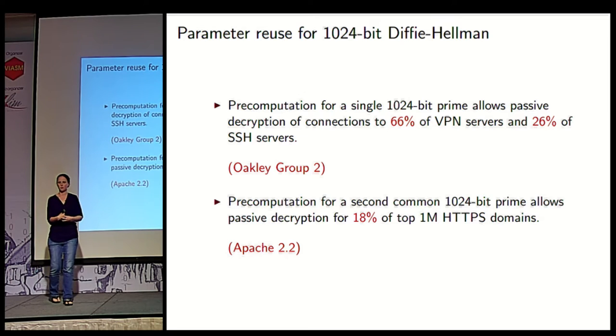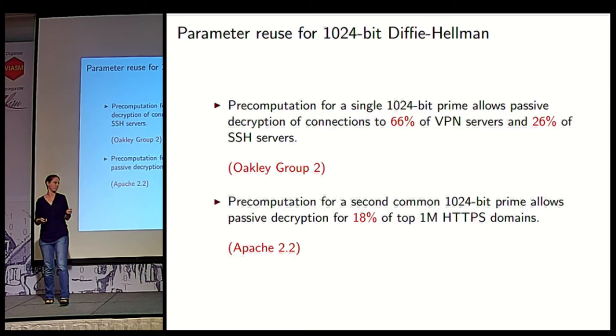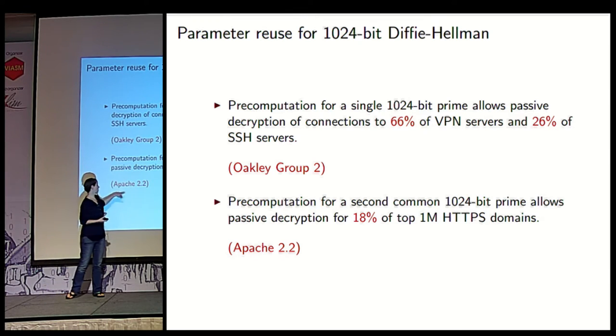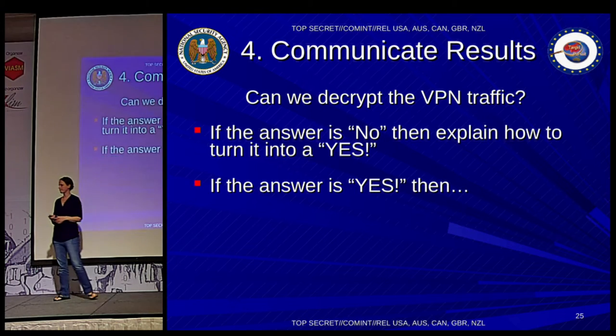Finally, I mentioned that many parameters for Diffie-Hellman are widely used. Two prominent examples: Oakley Group 2, which was generated in the 90s, is baked into the SSH spec. So a large number of SSH servers, and in fact a majority of VPN servers, prefer to use this group for Diffie-Hellman key exchange. For TLS, Apache 2.2 generated a 1024-bit prime that was just baked into a large number of servers.